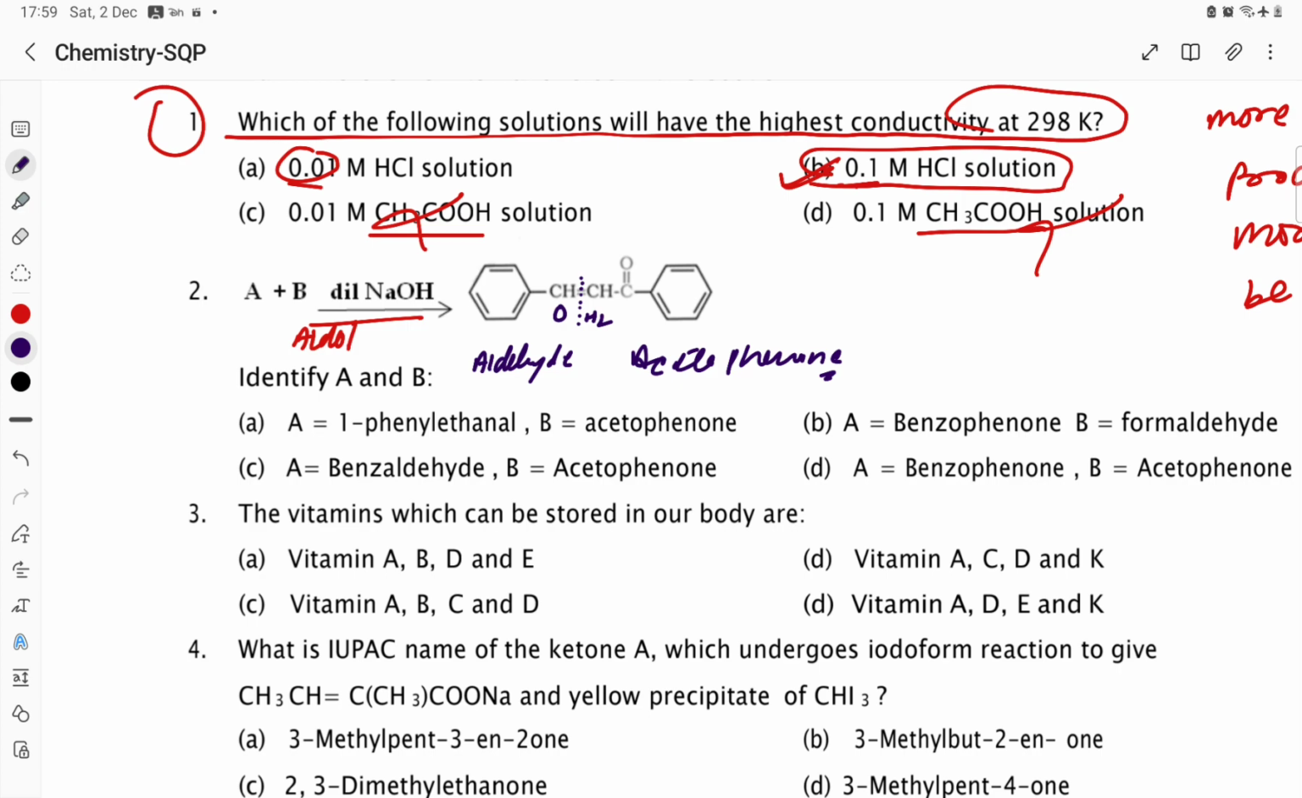Now check it, student. Benzaldehyde is there and acetophenone. So the correct option is option C, benzaldehyde and acetophenone. This is quite a simple one, student. It looks very difficult, but the answer is very simple.